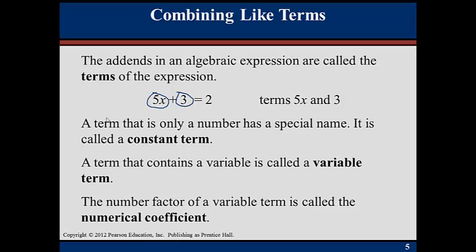A term that is only a number has a special name, it is called a constant term. So back to our example, we had 3. This will be our constant term. And then a term that contains a variable is a variable term. Well, 5x contains the variable, so that is our variable term. And then the number factor of a variable is called the numerical coefficient. So if I go back to my variable term, which is the 5x, the number factor of it is the 5. So this would be the coefficient. So the coefficient here is 5. The variable term is 5x, and the constant term is 3.